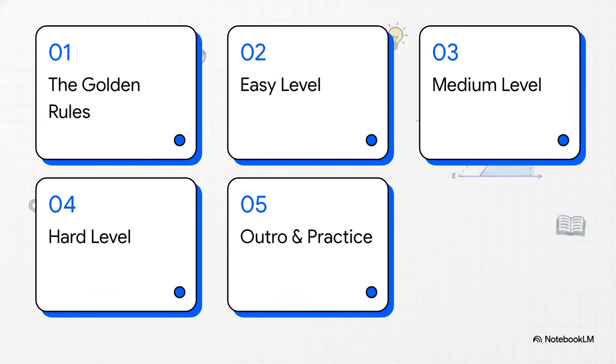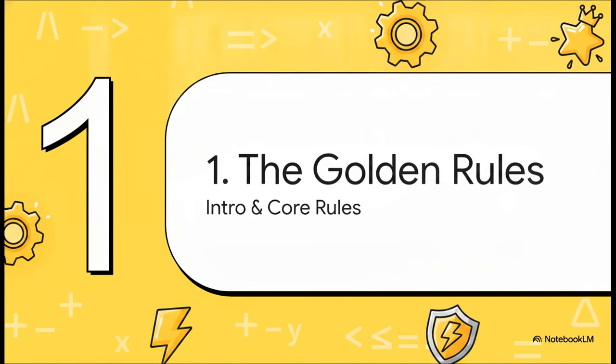So here's our game plan for today. First, we'll establish the golden rules. Then we hit the easy level to get our feet wet. Next, we level up to the medium level, and finally, we take on the boss fight, the hard level. We'll wrap things up with a quick outro and some independent practice. All right, let's kick things off with our intro and the golden rules.